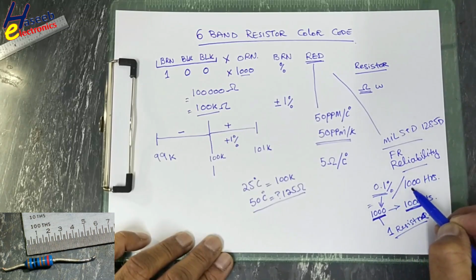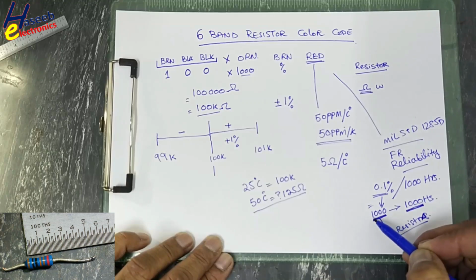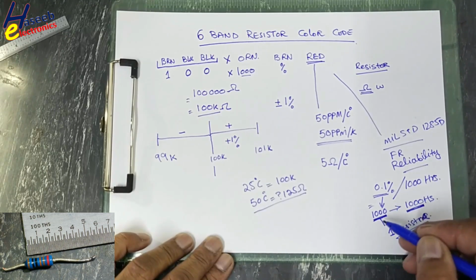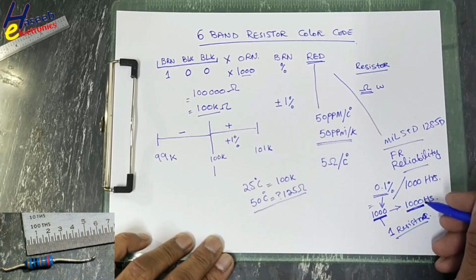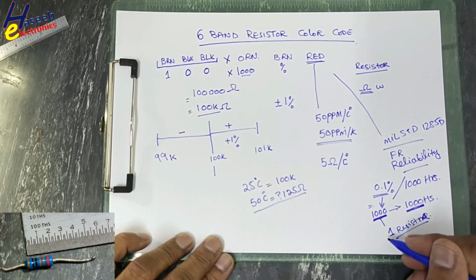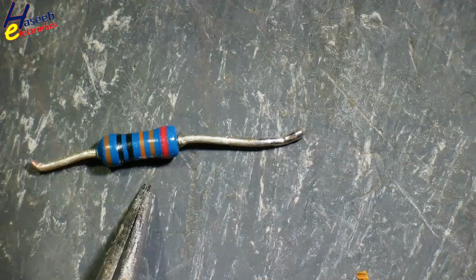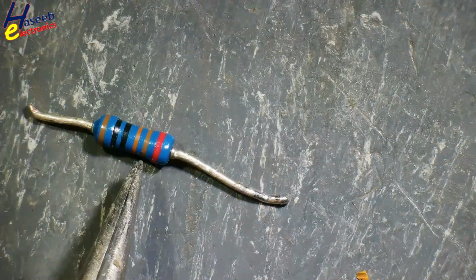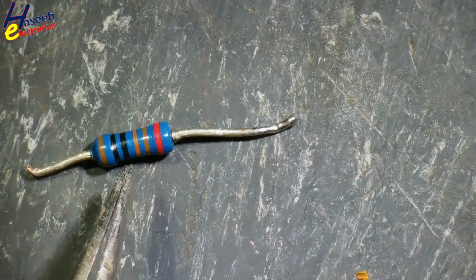0.1% oblique 1000. 0.1% means 1 out of 1000. If we operate 1000 resistors at full rated power for 1000 hours, after this time, out of 1000 resistors, one resistor may fail. That is called reliability or failure rate. What is a resistor and why are these color bands on this resistor? We will discuss each and everything about this resistor.